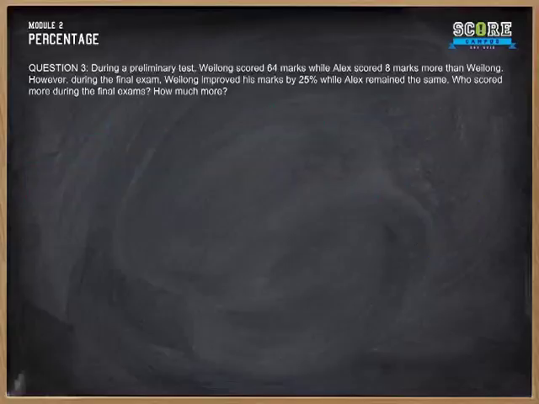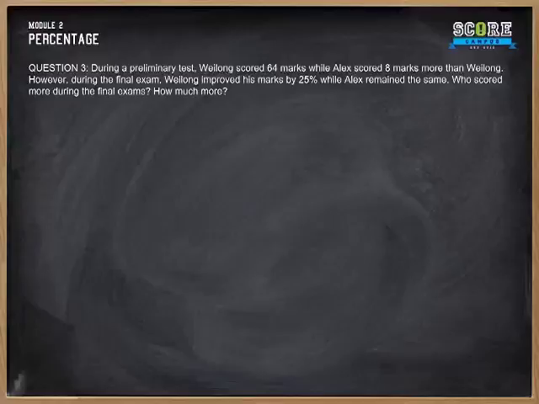Question 3, students. This is the last question of lesson 3. During a preliminary test, Wei Long scored 64 marks, while Alex scored 8 marks more than Wei Long. However, during the final exam, Wei Long improved his marks by 25%, while Alex remained the same. Who scored more during the final exams and how much more?